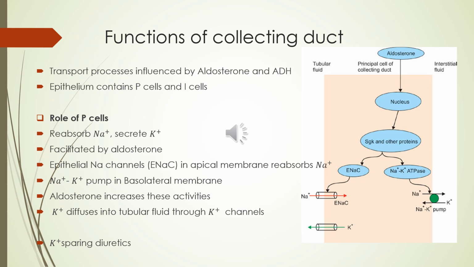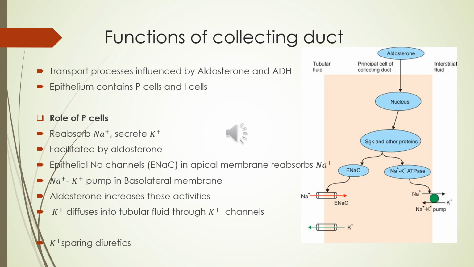So this reabsorption of sodium ion and secretion of potassium ion is facilitated by the aldosterone hormone. See, the epithelial sodium channels in the apical membrane, that is ENaC, help in the reabsorption of sodium ions. And the sodium ions that entered the cell are pumped out into the interstitial fluid by means of the sodium potassium pump in the basolateral membrane. And aldosterone increases the activities of both epithelial sodium channels and the sodium potassium pump.